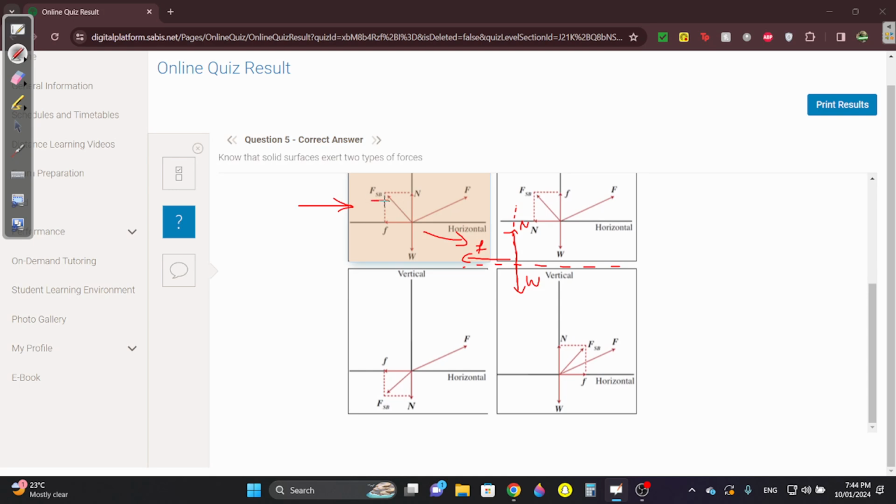You can tell me what's FSB? Honestly, I don't know. To be honest, I don't know. But SB, I think, is the force acted by the surface on the box. But I still don't get why. That's not important. Once you get this part, you get the answer correct.